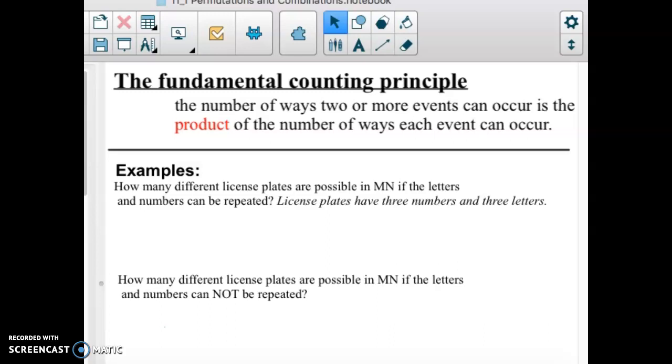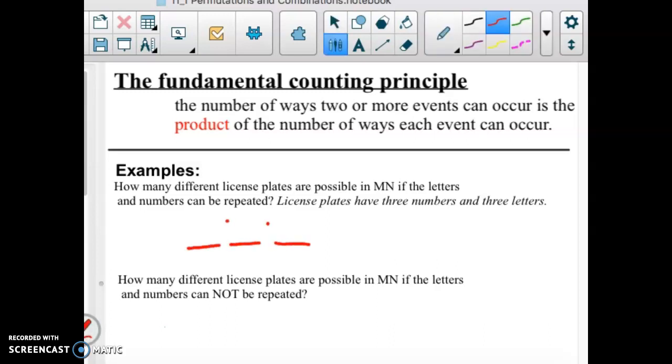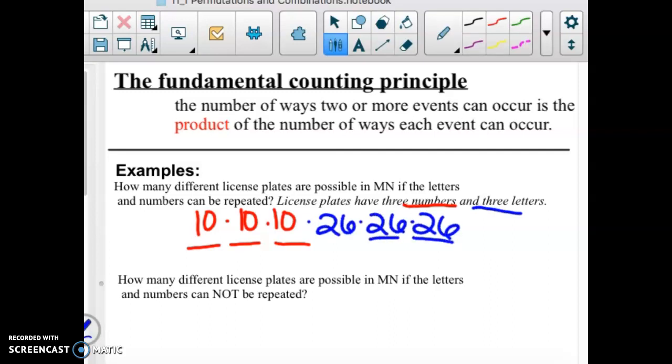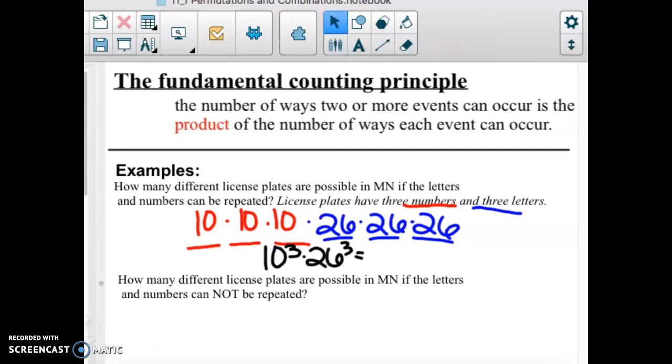So, for example, in a license plate problem, where letters and numbers can be repeated, and we have 3 letters and 3 numbers. For numbers, there's 10 of them because you include 0. For 3 letters, there's 26 of them. So you would multiply 26 3 times. Now, if you wanted to do this a slightly faster way on your calculator, you could say 10 cubed times 26 cubed. And you're going to get the same answer either way.